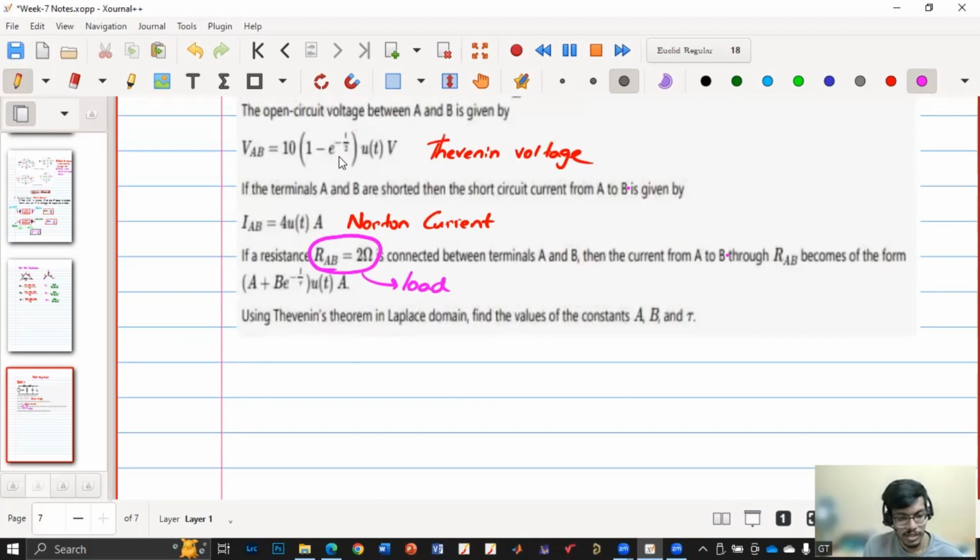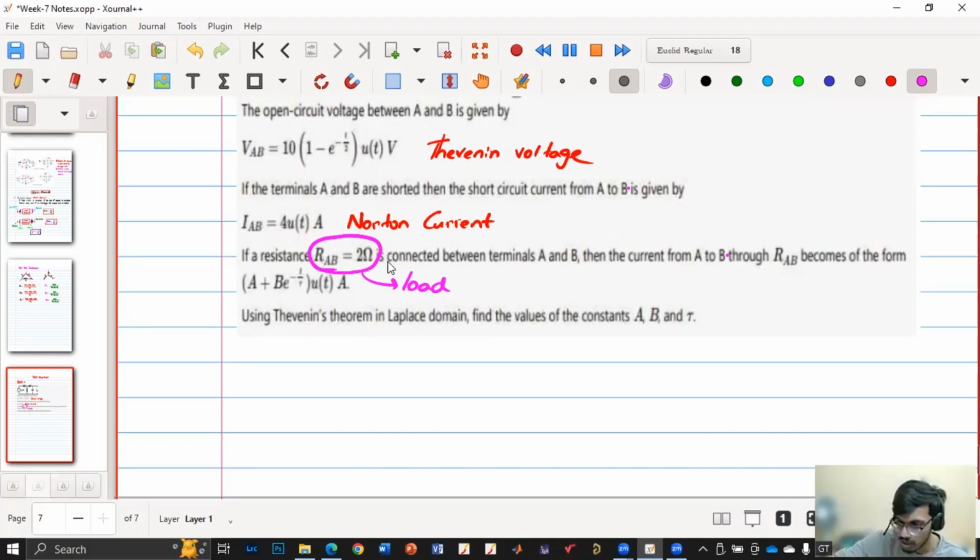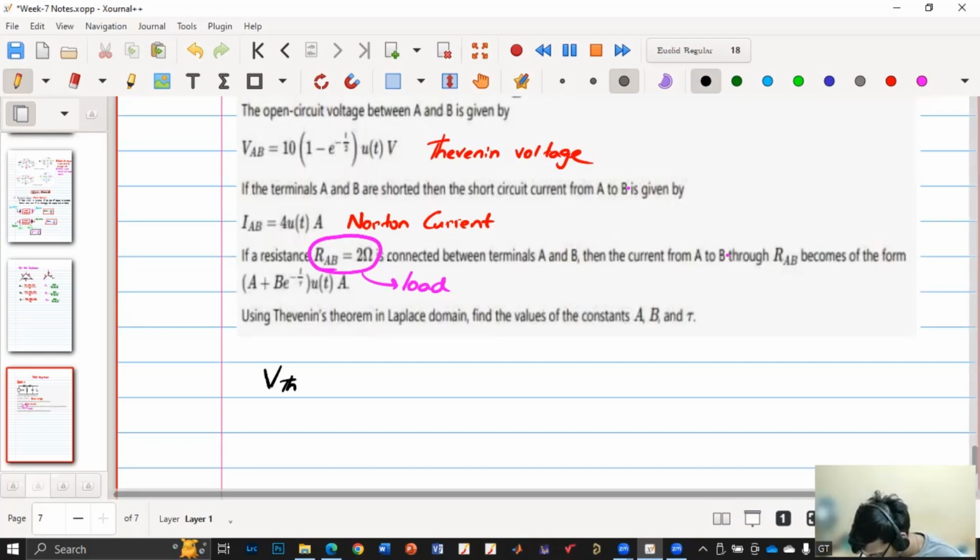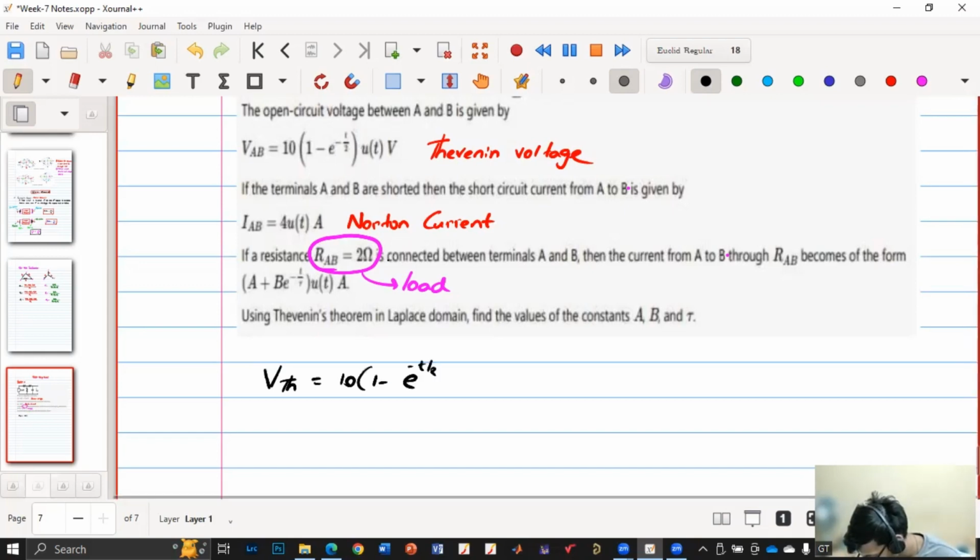But the S domain is much simpler for us because there will not be any exponential term. It will be just a fraction of S terms. So we'll proceed with the Laplace domain. First we'll write the Thevenin voltage. Here we have VTH is 10 into 1 minus e to the power minus t by 2 into u of t. Now apply Laplace transform.